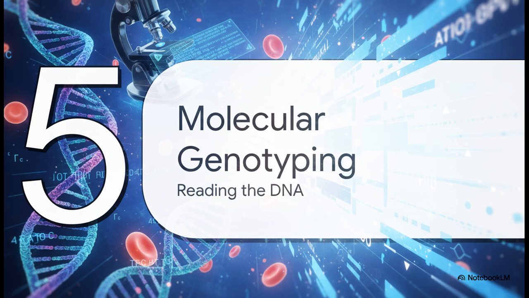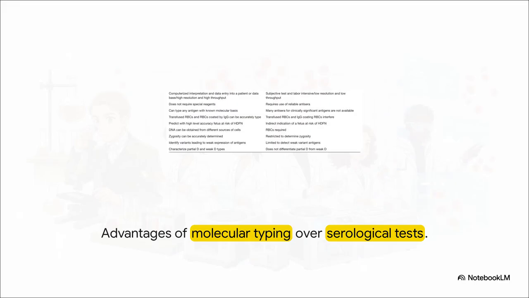To solve these life-threatening complexities, immunohematology is moving away from the cellular level and going straight down to the DNA. Molecular typing is a total game changer because it directly reads the patient's genetic code. It specifically searches for single nucleotide variations that dictate blood group antigens.